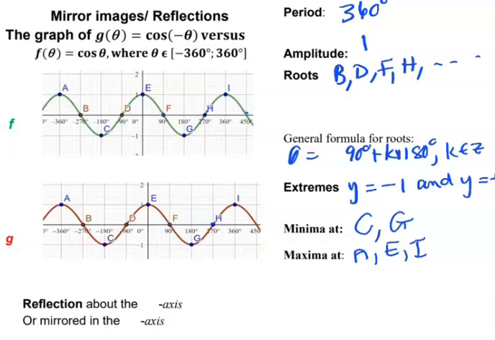So in this case, we see that cos of minus theta is equal to cos of plus theta. In this case, it's a reflection about the y-axis. So it's mirrored in the y-axis. If you put a mirror on the y-axis, you will see exactly what happens on the other side.